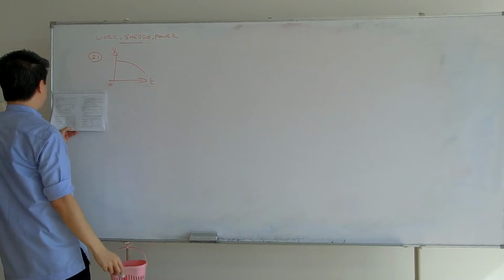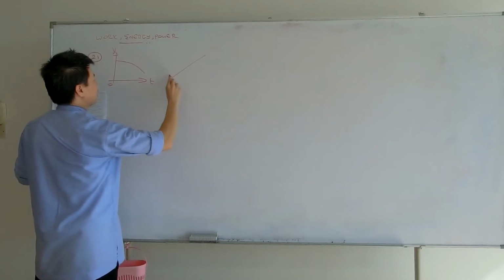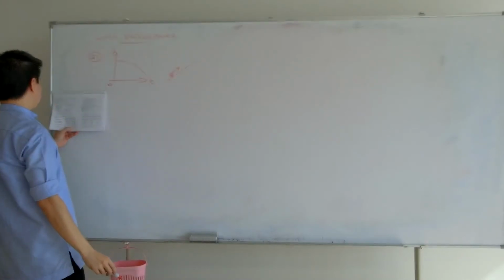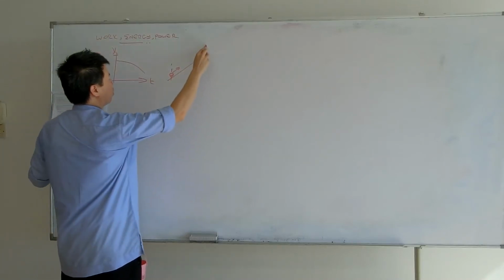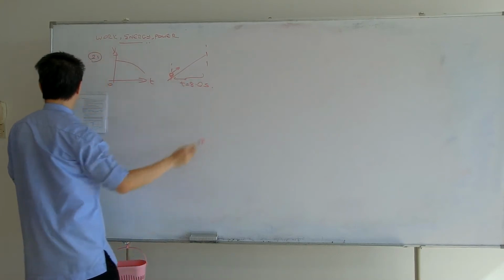A cyclist is moving up a slope that has a constant gradient. So, this is a cyclist going up a slope. The cyclist takes 8 seconds to climb the slope. So, from here to the top of slope, time is equal to 8 seconds.